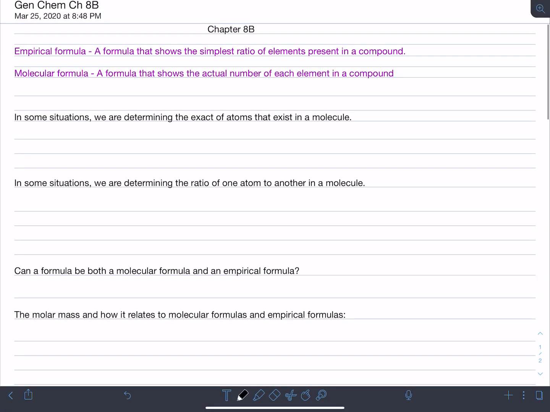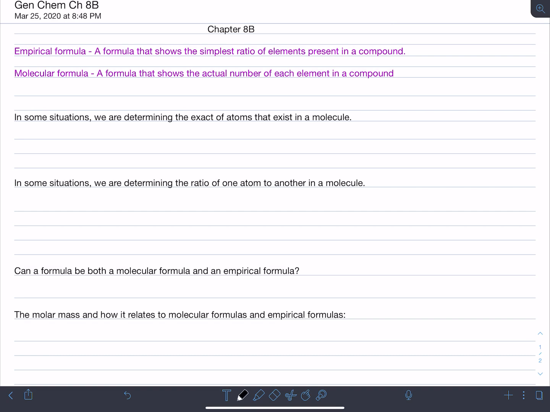All right, guys, we're going to jump in and look at the second part of Chapter 8, Part B of Chapter 8. And we're going to learn about types of formulas, and we're going to do something called a combustion analysis. So we're going to talk about those things. Let's go ahead and jump in.